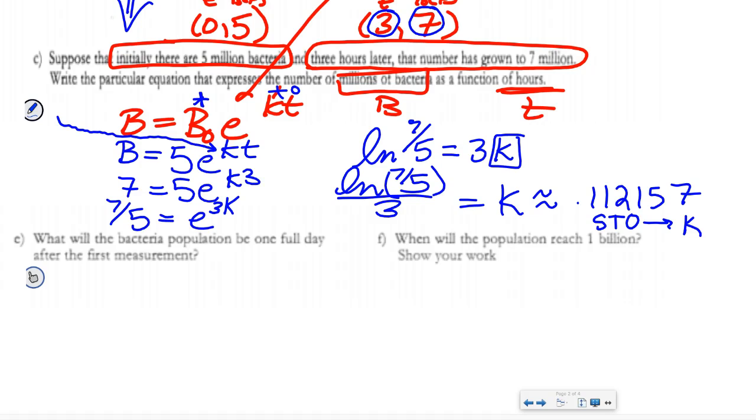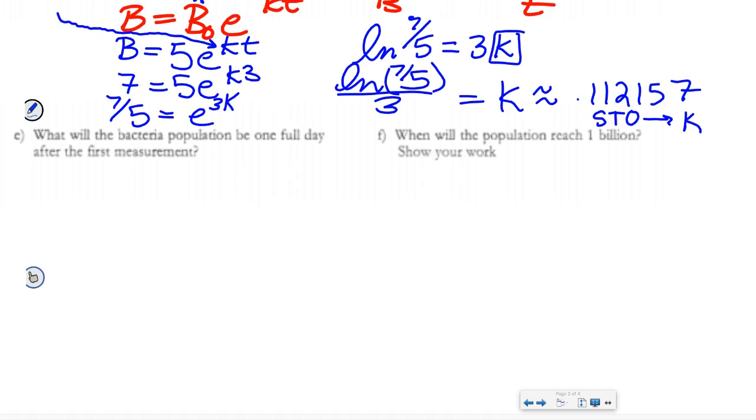Don't round it. Don't keep writing it over and over again. We're going to use it for 2 more questions. We'll just store it in K and bring it up when we need it. And that way I don't have to write it anymore.